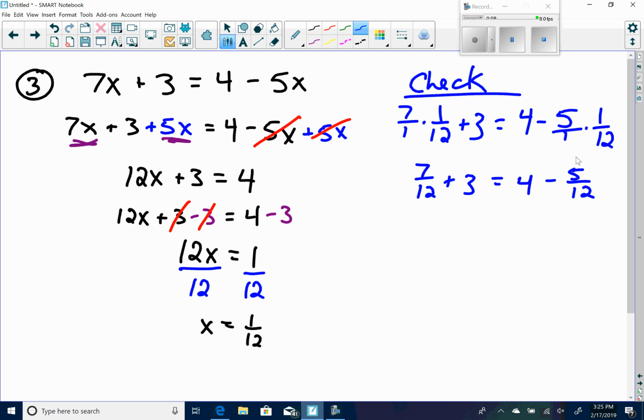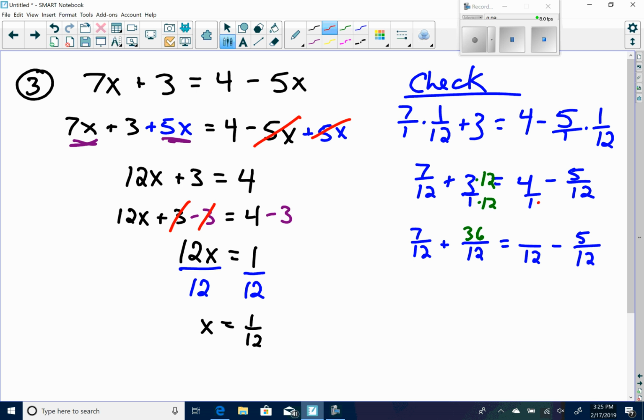So now, since I have fractions involved, I'm going to go ahead and write everything with common denominators. So I'm going to look at this as putting a 3 over 1 and a 4 over 1. So I'm going to have 7/12 plus, I need to turn this into an equivalent fraction of something over 12. So what I'm really doing here is multiplying the 1 by 12 and then the 3 by 12. So I get 36/12, getting common denominators. The same thing over here, I'm going to have something over 12 minus 5/12.